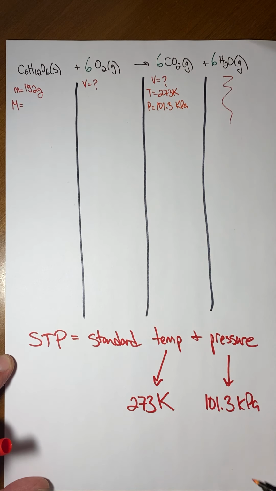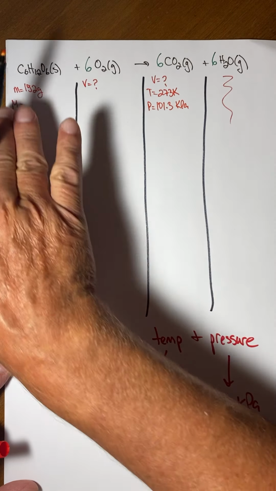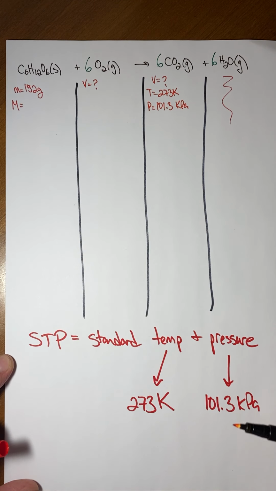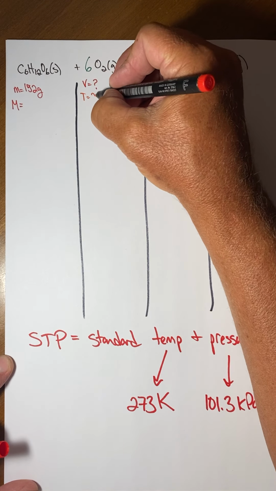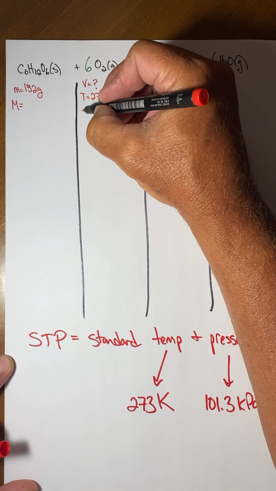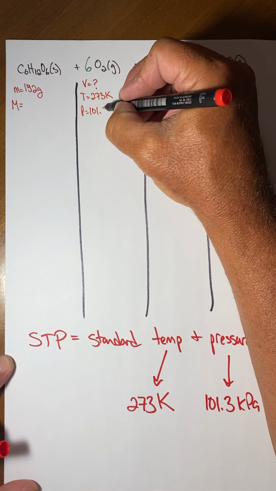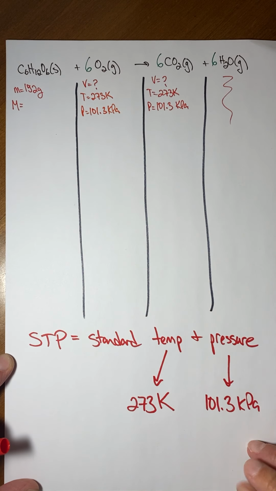Now, temperature and pressure only affects gases. So I am not worried about temperature and pressure for glucose because it's a solid. It only affects gases, so you are only using the ideal gas equation, and you're only putting down temperature and pressure and those kind of things for a gas. If it's not a gas, you are using one of the other equations that we've already worked with. So temperature over here is also going to be 273 Kelvin, and pressure is going to be 101.3 kilopascals. All right. So at this stage, I've written down all my givens.